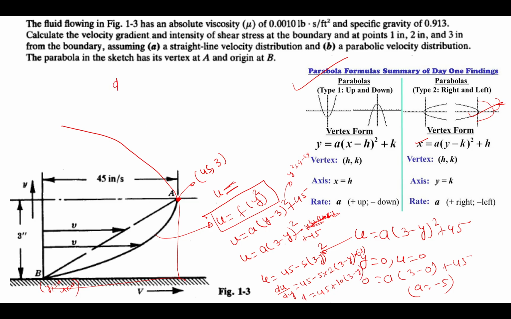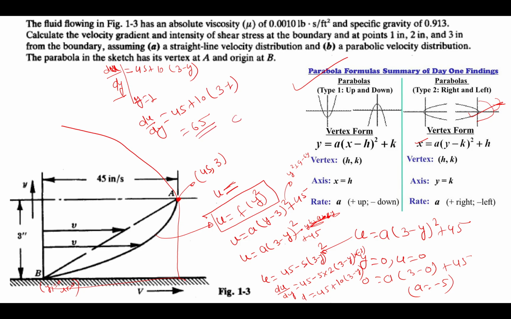So your du by dy comes out as 10(3 minus y). At the place of 1 inch, that is when y is equal to 1, what is the value of du by dy? 10 into (3 minus 1), that is 20.